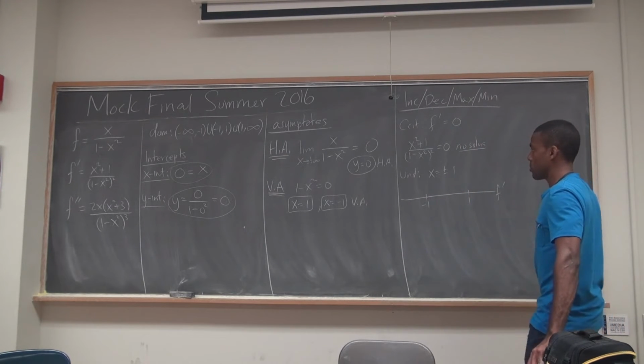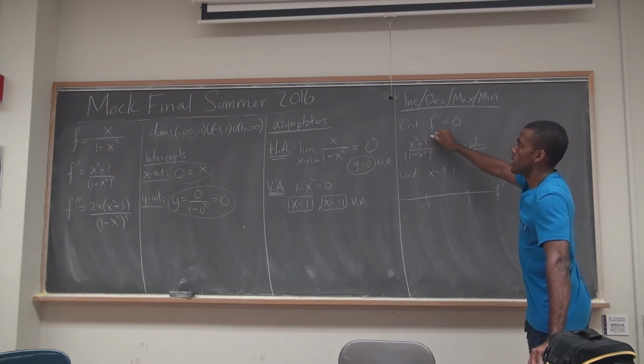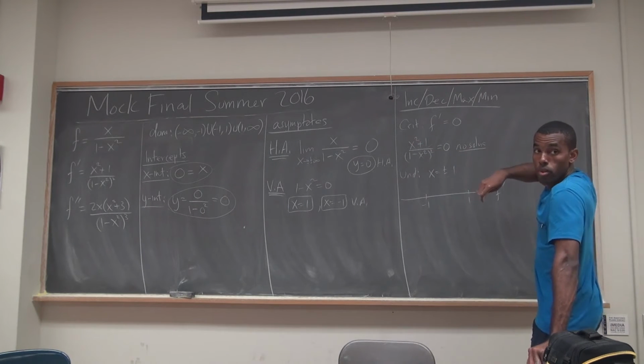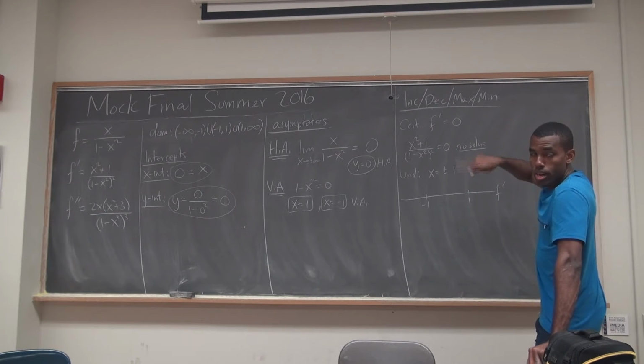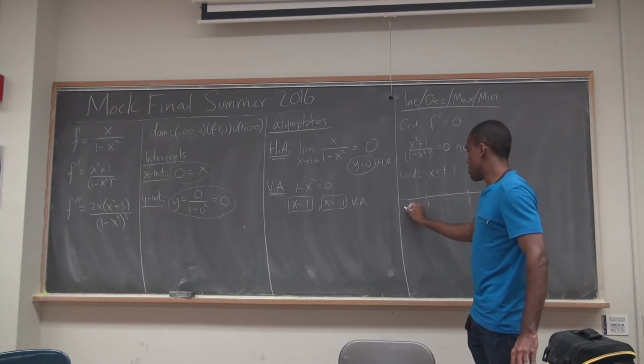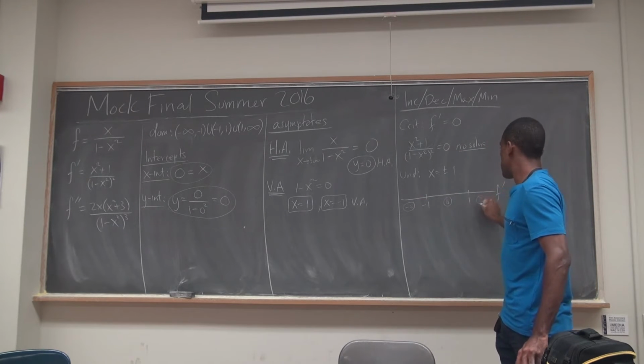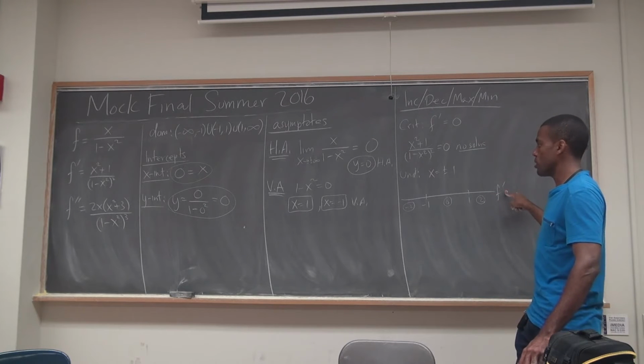Wait, why is it no solution? A fraction is 0 if the top is 0. X squared plus 1 is never 0, because your x would have to be the square root of minus 1, which is complex, and we don't do that. So now you test points like minus 2, or 0, or 2. You test it in the first derivative.